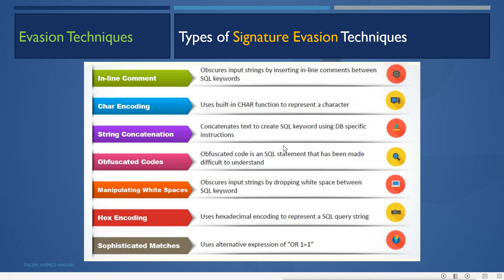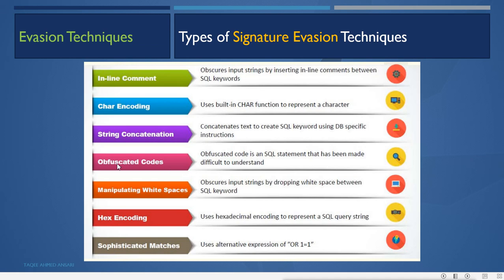For example, it will divide select into two parts and join those two parts by using the proper instruction from the DB for how to join it. But the IDS will not understand. IDS will feel like this is not a select word, or this is not a select command. So it will not be able to detect it.